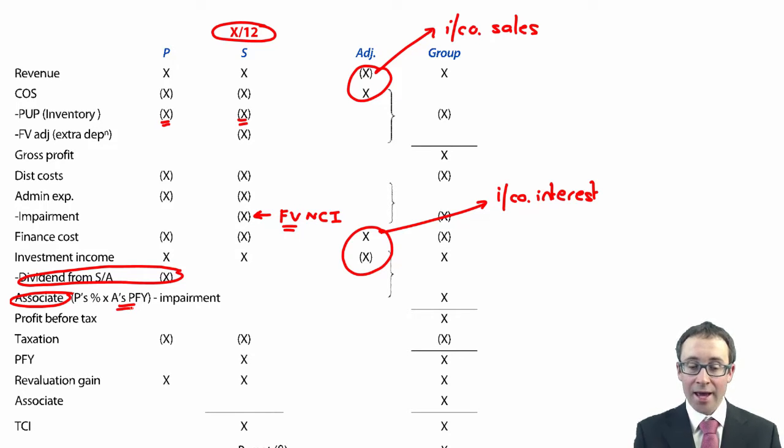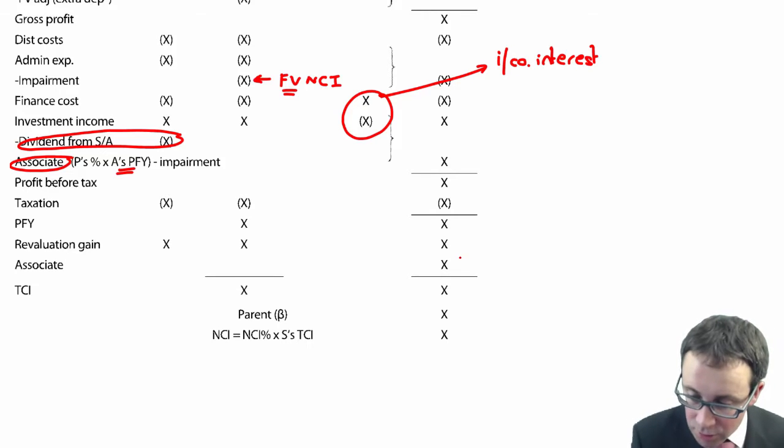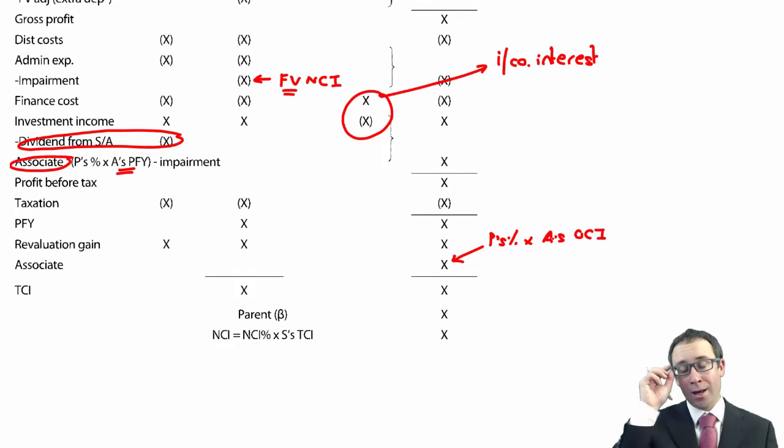Okay. Again, as you work down from profit for the year, you then meet your other comprehensive income. So the ones that I've just thrown in there are your revaluation gain to keep it simple. So again, we add across 100% of P, 100% of S, and then what you've got is the associates. To work out the associate, all you do there is you just take P's share of A's other comprehensive income. So if there is a revaluation in A, you take our share of it.